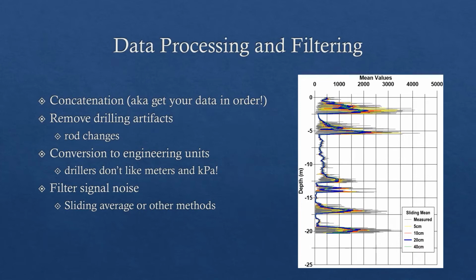And then you're going to filter the signal noise. What we've done here is we use a sliding average. In this case, we use 20 centimeters, which means you take data from 20 centimeters before and 20 centimeters after, and you do that average. And that gives you enough of a signal to detect changes.